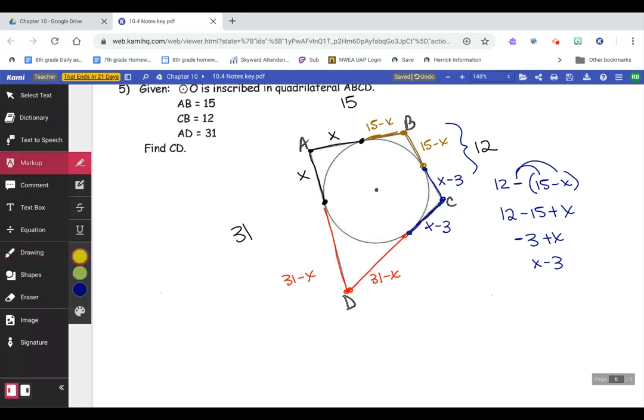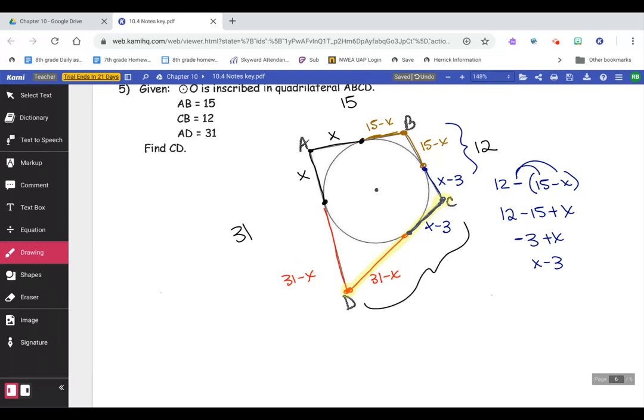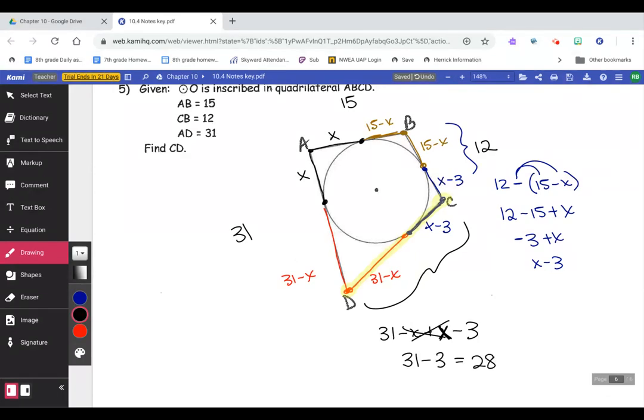Now we need to figure out the length of CD. We don't know what that is. Well, let's add up what we have here. We have 31 minus X plus X minus 3. Well, we have negative X plus X, which means they go away, gone. So now we have 31 minus 3, which gives you an answer of 28. So that is the length of CD.